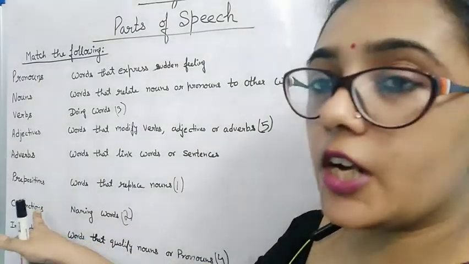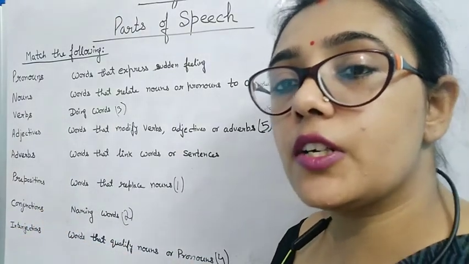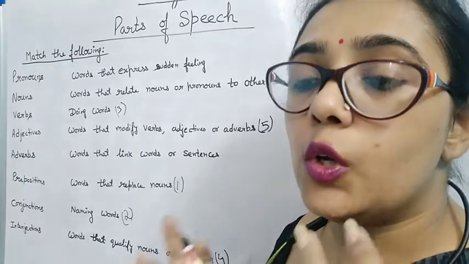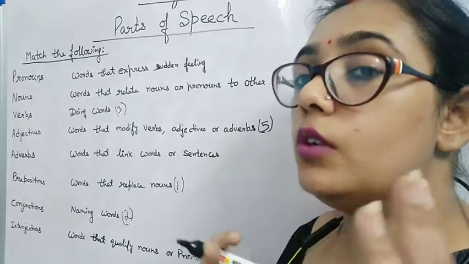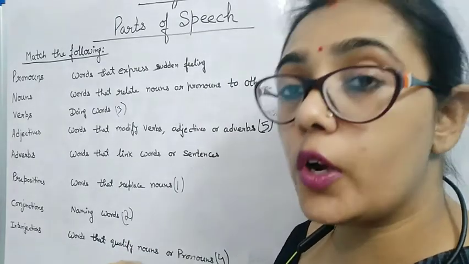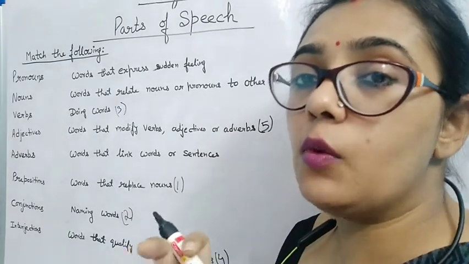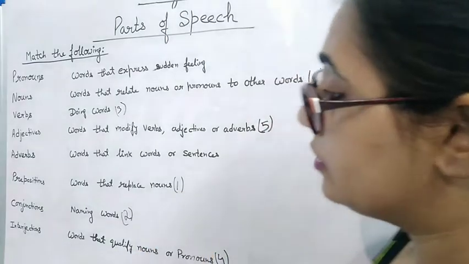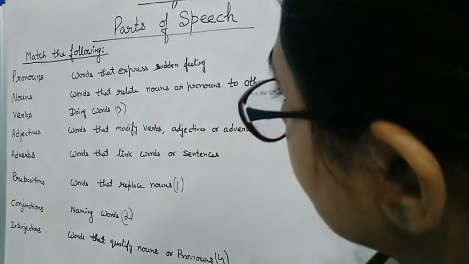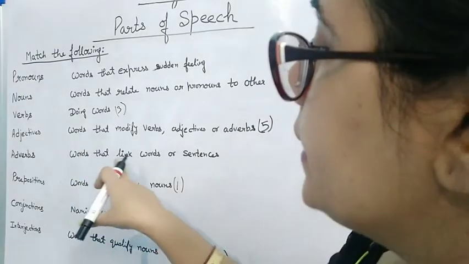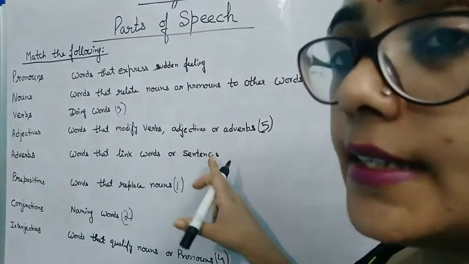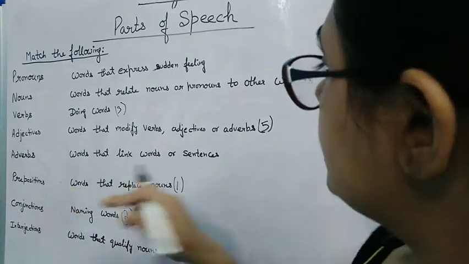Next, conjunctions. Conjunctions are what? Conjunctions are joining words. Two sentences or two words or two clauses, anything that is joined together by a single word, that is called conjunction. So where is conjunction? Words that link words or sentences, that are called conjunctions.